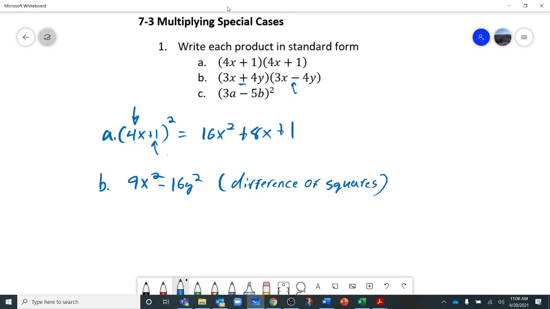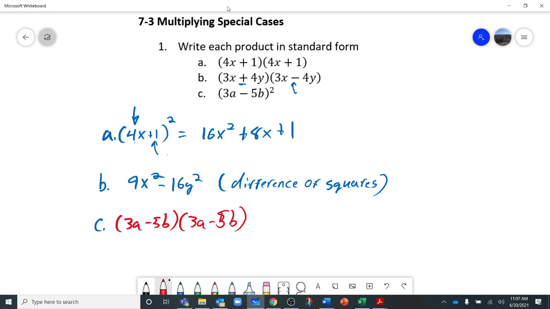And then C, 3a minus 5b squared. That is actually very similar to A. They just wrote it a little bit differently. So this one I'm going to write out the way the other ones are written out. So we have 3a minus 5b times 3a minus 5b. And it's the same pattern.